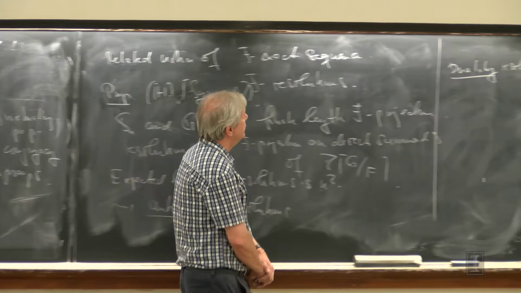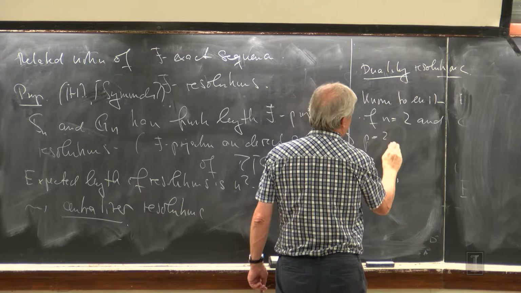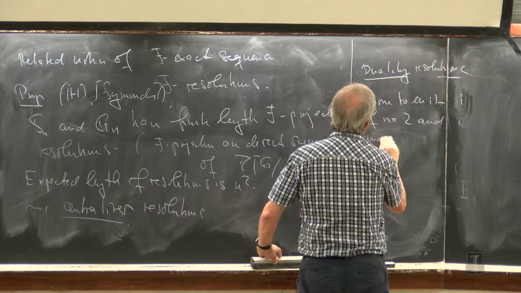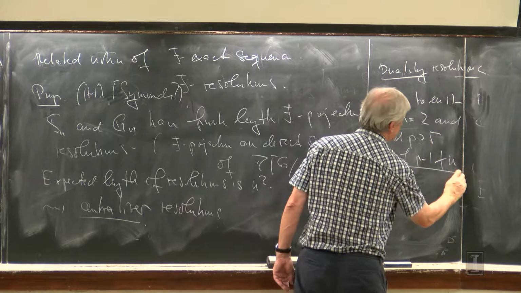But they're known to exist if n is equal to 2 and p bigger than 5, or in general, if p minus 1 does not divide n, but not in general.